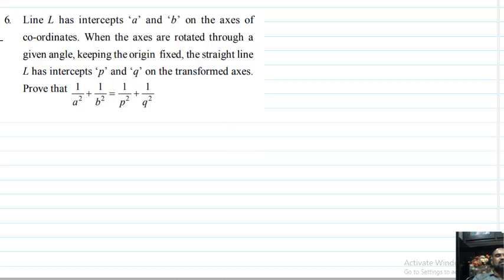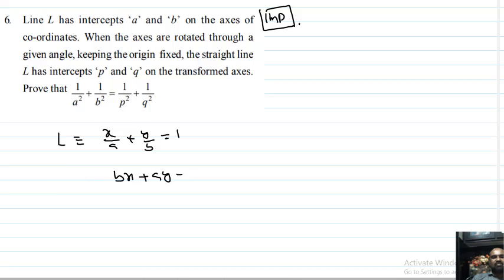Okay students, this is another interesting problem, this is also an important model. A line L has intercepts A and B on the axes of the coordinate system. So directly I can write the equation of L as x by A plus y by B equal to 1, or in other words Bx plus Ay equal to AB. This is the given line L. L has intercepts A and B on the axes of coordinates. When these axes are rotated through a given angle, keeping the origin fixed, the straight line L has intercepts B and A.